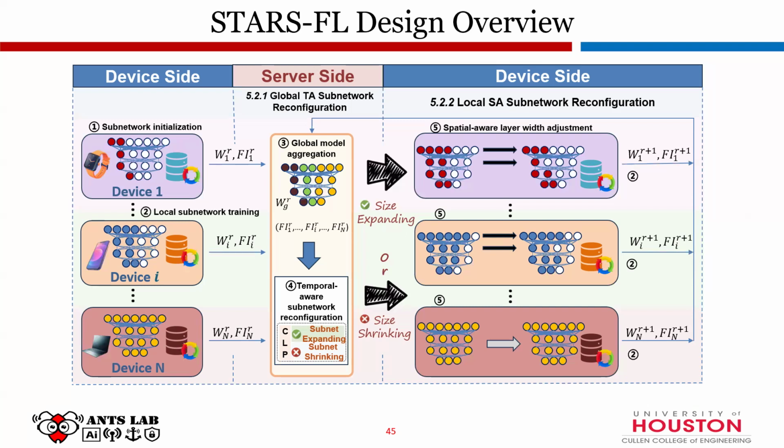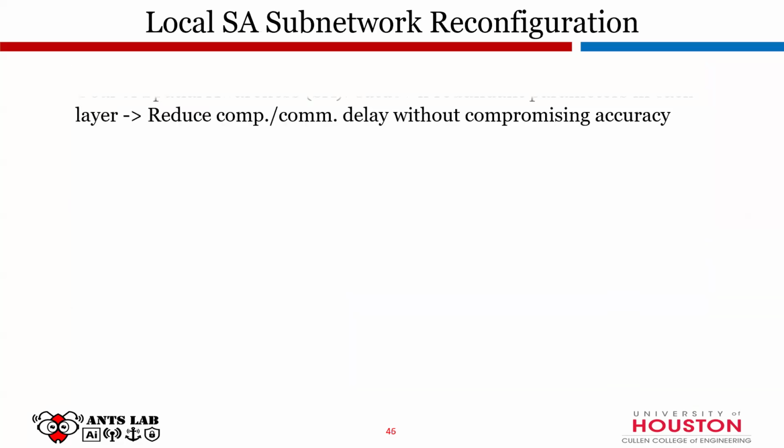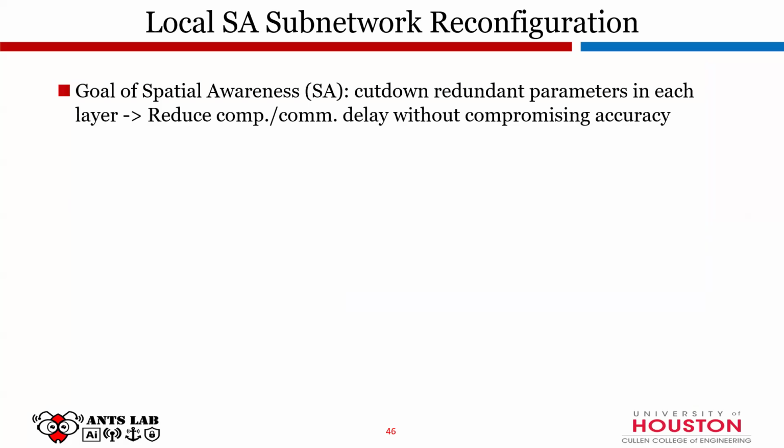Let's dig deeper into all of those different tasks. We will start with the local spatial aware subnetwork reconfiguration. The goal of spatial awareness is to cut down the redundant parameters in each layer to reduce the computing and communication delay without compromising the accuracy.